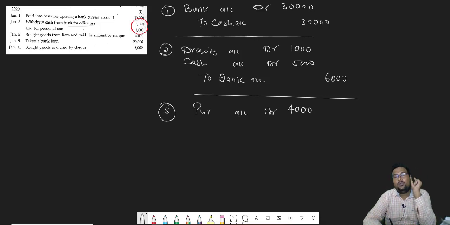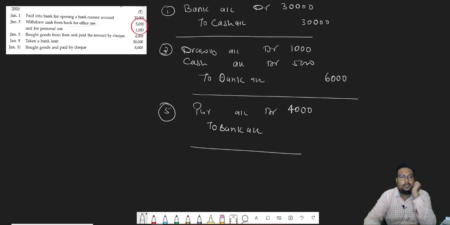So always remember, whenever we are paying the amount by check or account transfer, instead of opening the cash account, we will open the bank account. So what thing is decreased? Our bank. And bank is what? Assets. So when bank will decrease, bank will be credit.